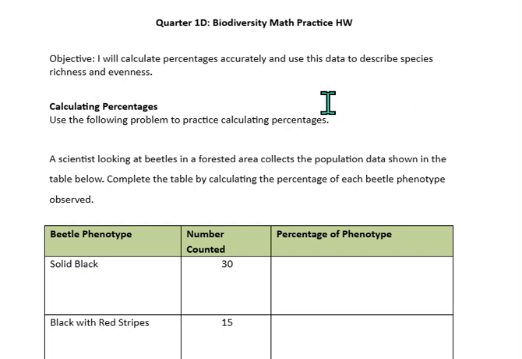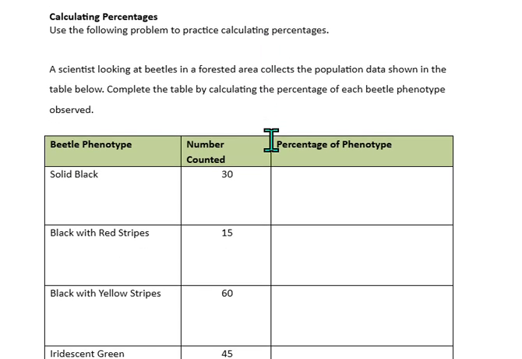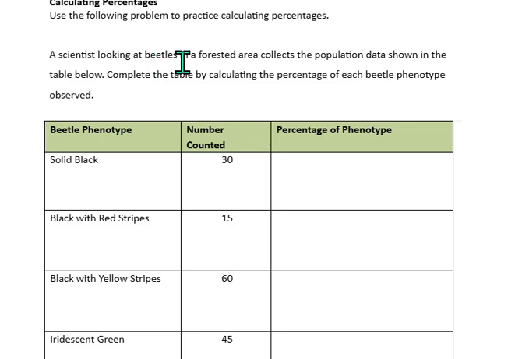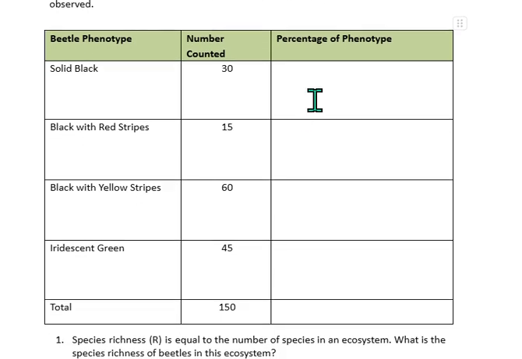So to complete the biodiversity math practice, you're going to need to know how to calculate percentages. The basic formula for percentage is part divided by whole. So if we take a look at the data table below, this is data that a scientist collected related to beetles of different types or phenotypes, and it lists the number that they counted of each type as well as the total. So the total is going to be the whole in this case, and then the number they counted of each type is going to be the part.